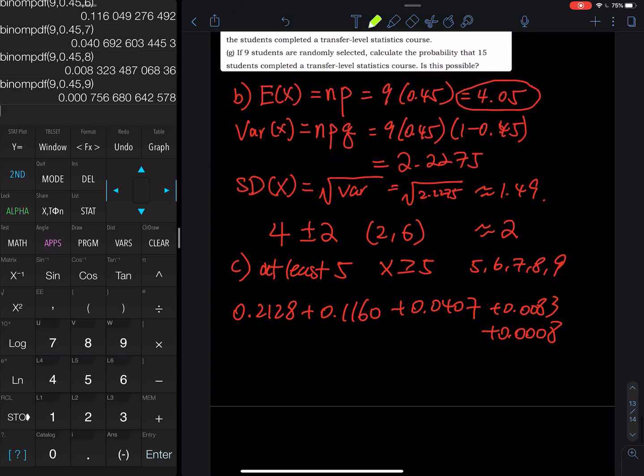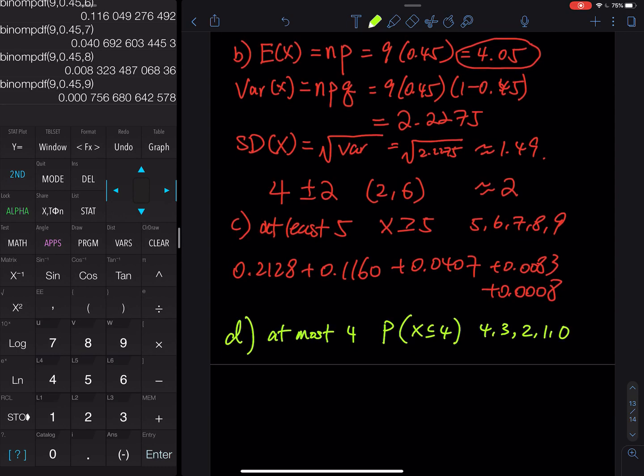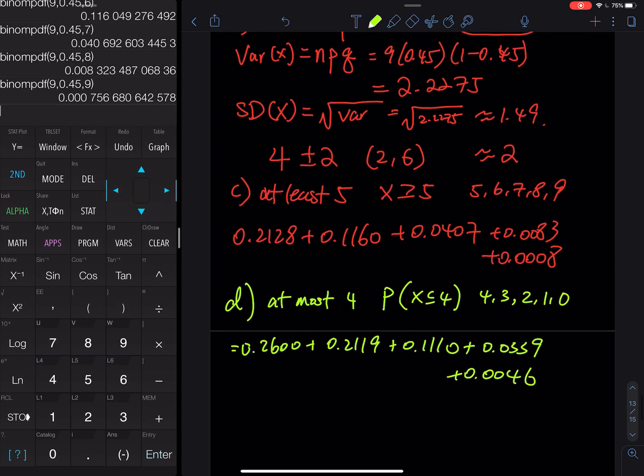So for part D, what do we have? Part D is asking at most 4. So at most 4 is probability x less than or equal to 4. That includes 4, 3, 2, 1, 0, the sum of 5 probabilities. So that is 0.2600, 0.2119, 0.1110, 0.0339, and then the last one is 0.0046. So the sum is the answer that you are looking for.